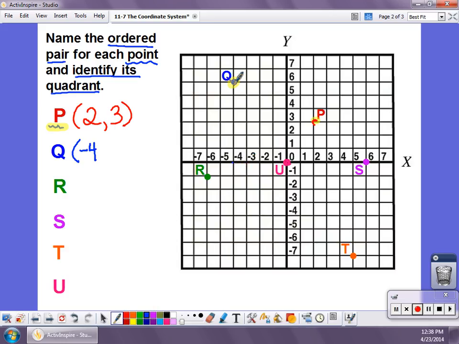Now I need to go up. So I'm going to go from here 1, 2, 3, 4, 5, 6. I go 6 places up. So that's going to be a positive 6.